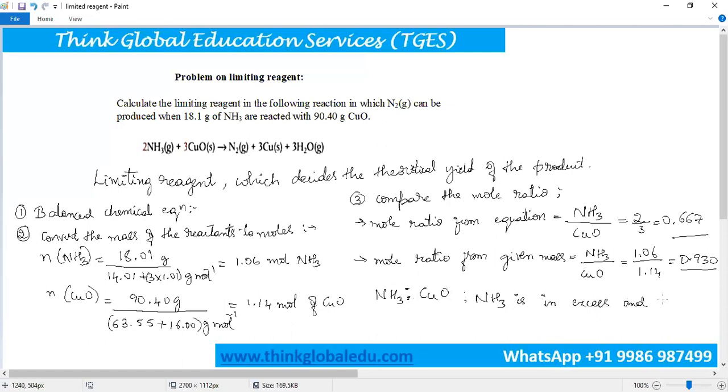and the copper oxide is the limiting reactant in this equation.